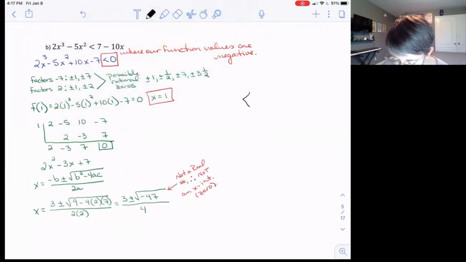So we can go to our number line. We're going to plug in 1. And remember, our 1 is where it equals 0, but we don't want where it equals 0 this time. We only want where it's negative. We don't have the or equals to bar. So the 1 will not be included, but it does split our graph into 2 intervals.